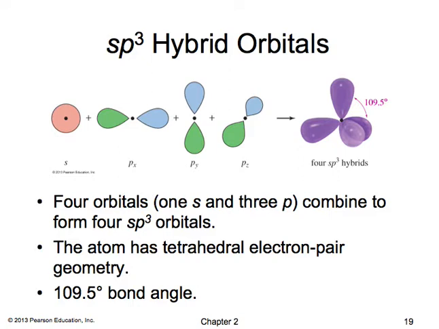In terms of sp3, sp3 is a hybridization of s with all three p orbitals, x, y, and z. This then forms four sp3 hybrids like this in a tetrahedral shape in which the bond angle is about 109.5.